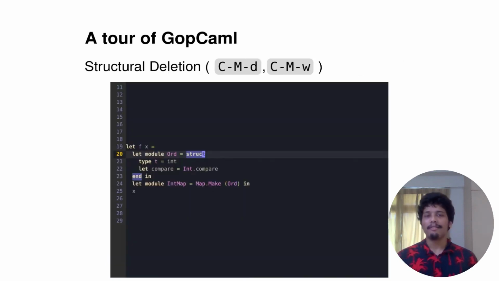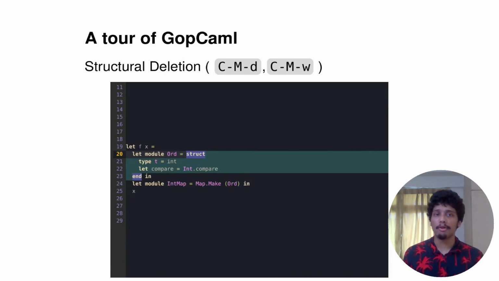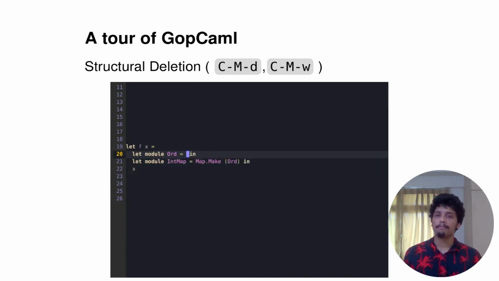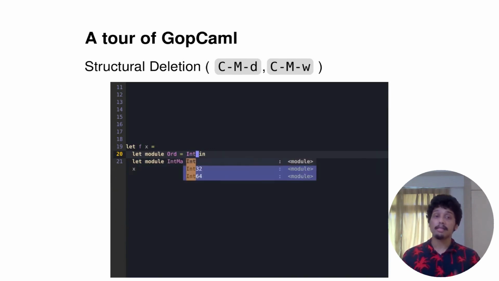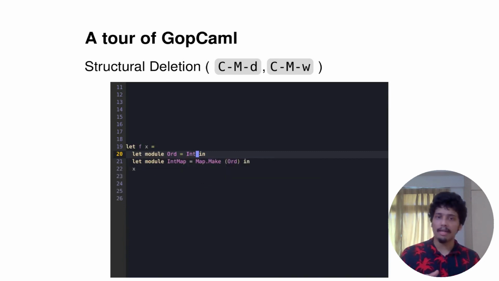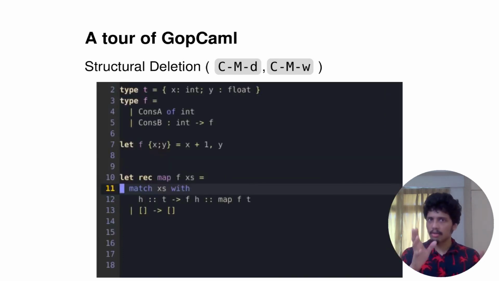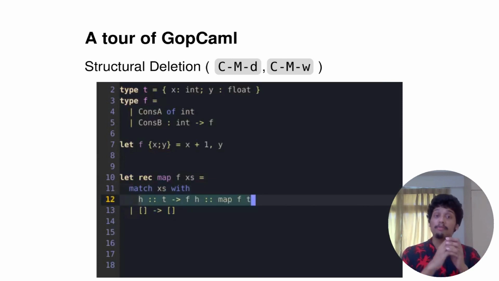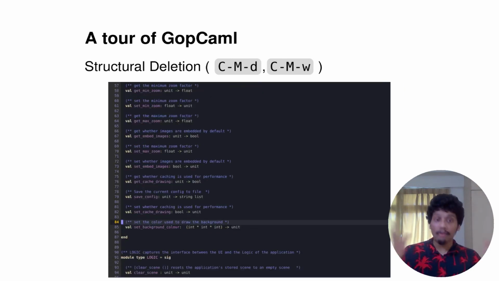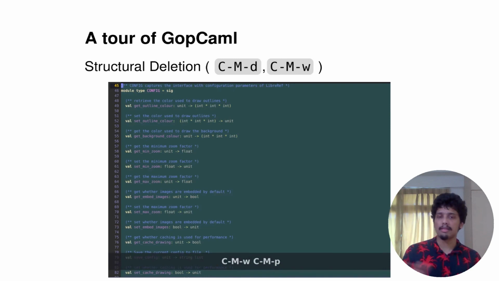The next extension that branches off zipper mode is structural deletion. So the idea here is that when the user presses the key binding to delete, either Control Meta D or Control Meta W, the editor removes the selected syntactic construct from the syntax tree, and this makes it very easy to refactor codebases.